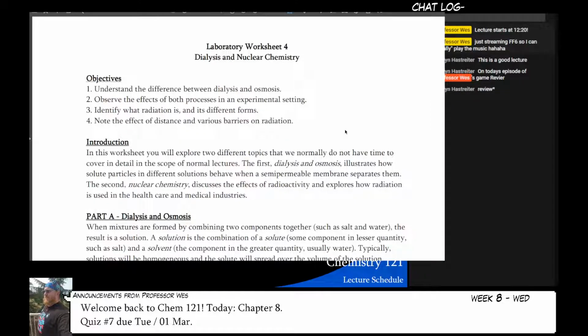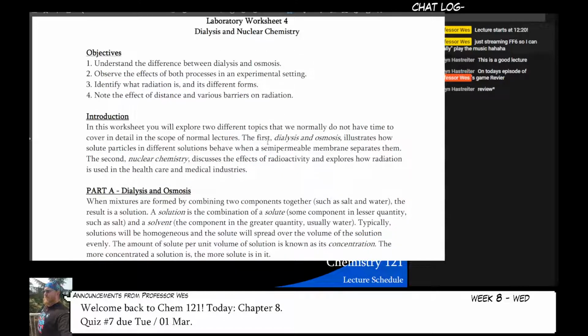So there's going to be 2 parts to this lab. The first part is the dialysis osmosis part. Dialysis and osmosis are similar things, but they move different substances. Dialysis moves solutes, which we're going to talk about in a second, and osmosis moves water. In most cases, water will be the solvent. And the gist behind both of them is the same. Short version, where there's less of the stuff, your substance moves towards that.